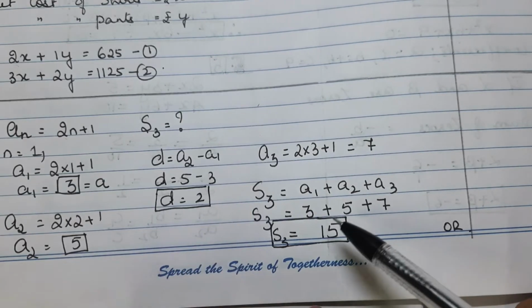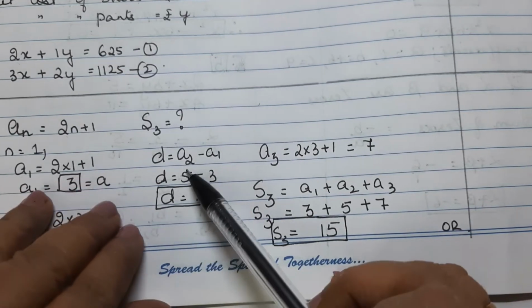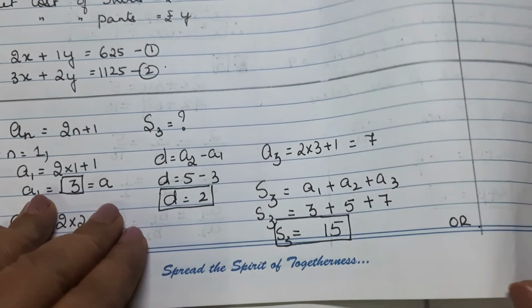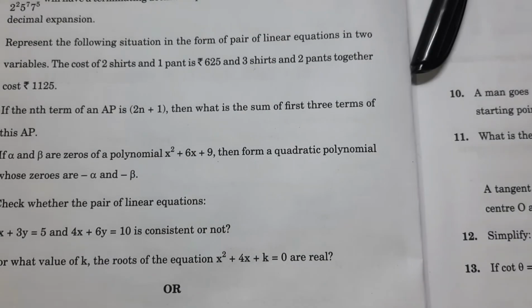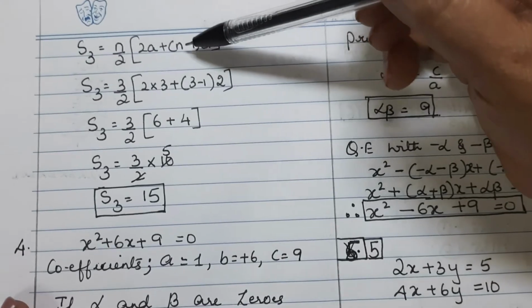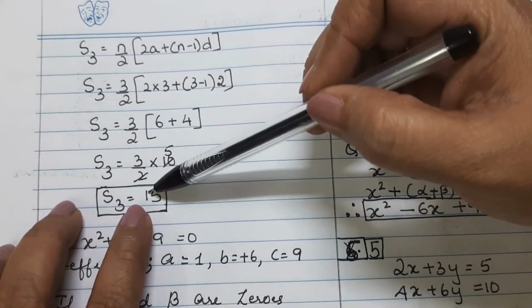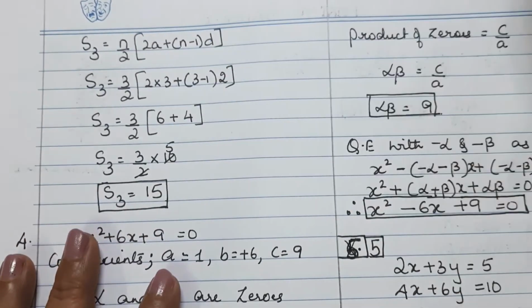If at all, the alternative method is to find d by taking A2 minus A1, and then this would be a lengthy method, but this is the easiest. So using the universal formula to find the sum, you will get the same answer. Substitute n as 3 and a as 3.